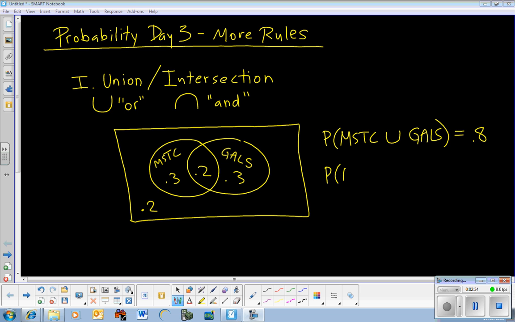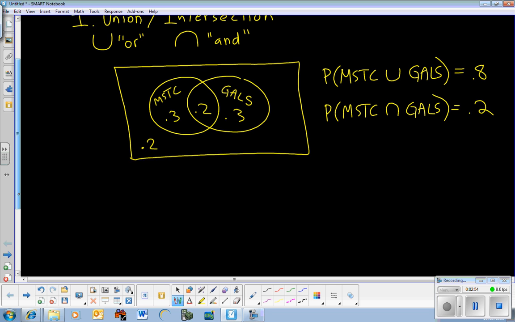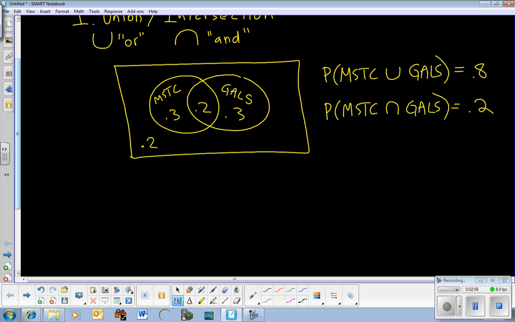If I change it up, MSTC intersect gals, or and, that's going to be the 0.2. 20% are part of both bubbles, and that's that overlap in the middle. So you need to know what union and intersection mean. I personally would rather say and or or, just as simpler. But you never know the wording, especially on the AP exam, so we're going to need to know those symbols and those words as well.